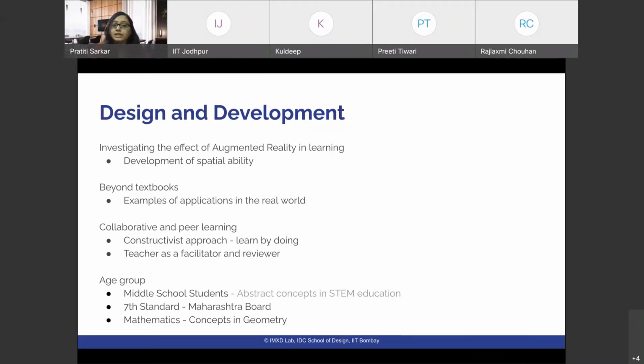The teacher should act as a facilitator and a reviewer, and the students get to be the active agents in the learning process. We targeted the age group of 12 to 13 years, and started our investigations with 7th standard students who belong to the Maharashtra board. We explored the topic of maths, and to dive deeper, we started with the topics of geometry.